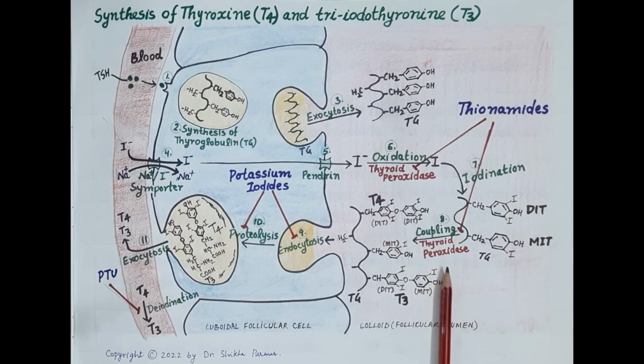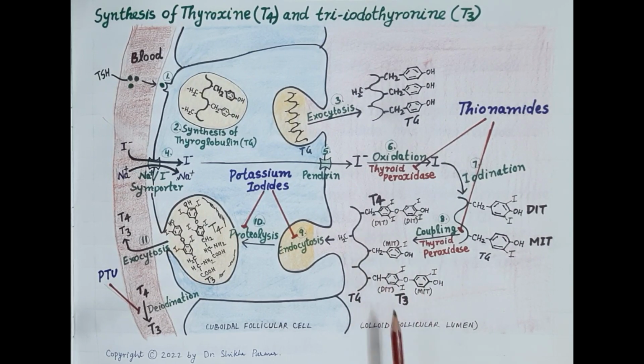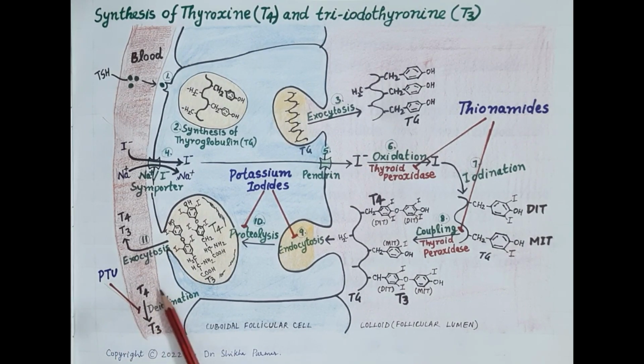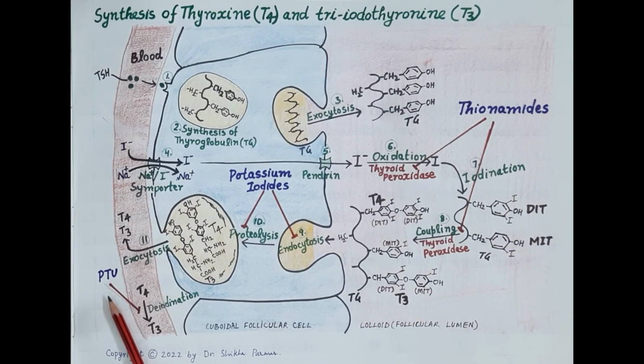Further, inhibition of thyroid peroxidase enzyme also inhibits the process of coupling. Thus, thionamides inhibit synthesis of T3 and T4 on the thyroglobulin. Now, in addition to this, propylthiouracil also inhibits the conversion of inactive T4 to active T3 by inhibiting the enzyme deiodinase. And thus, propylthiouracil has a very fast onset of action.